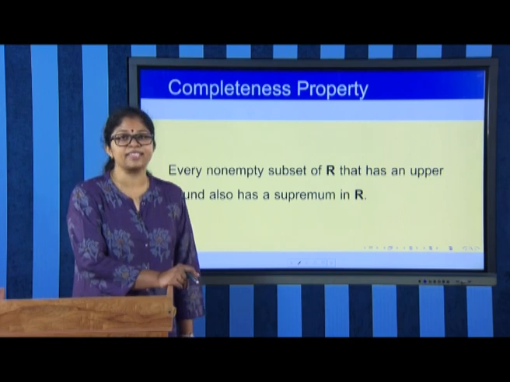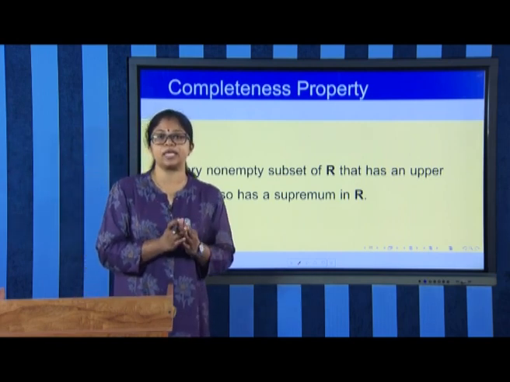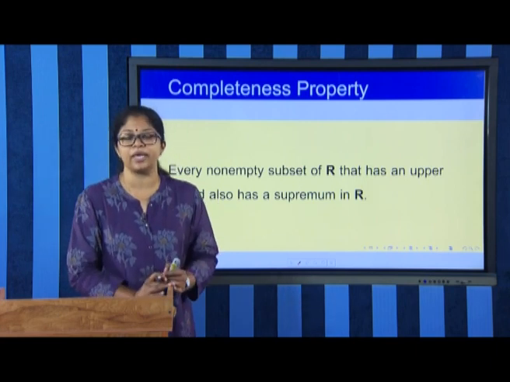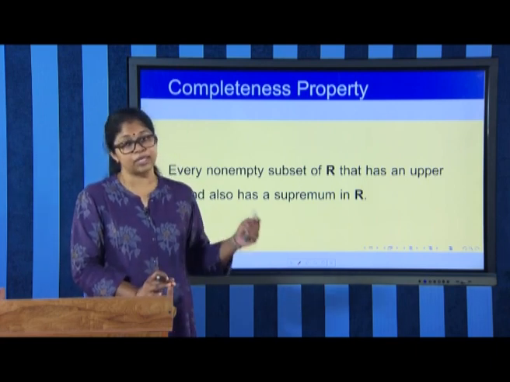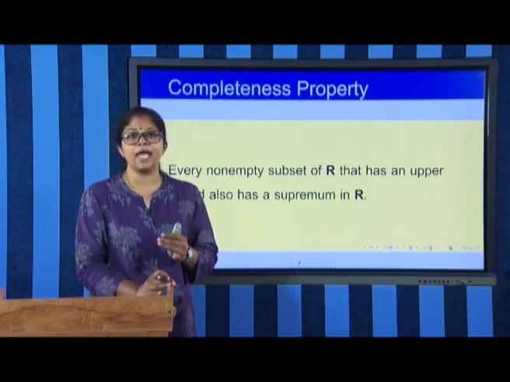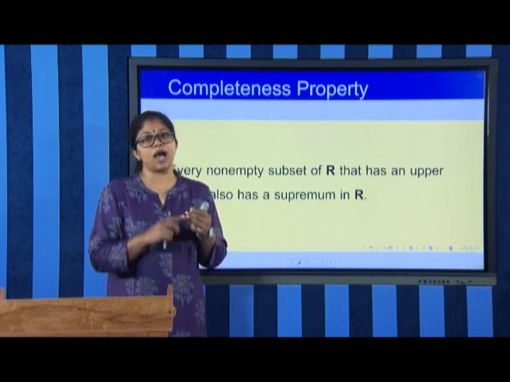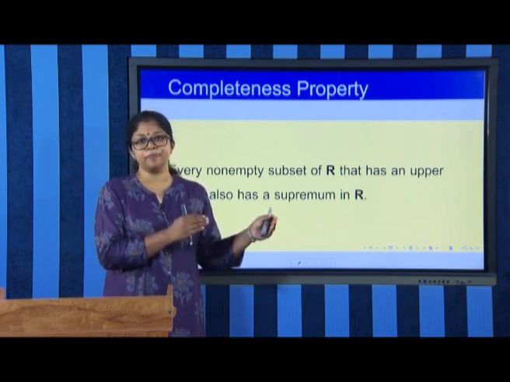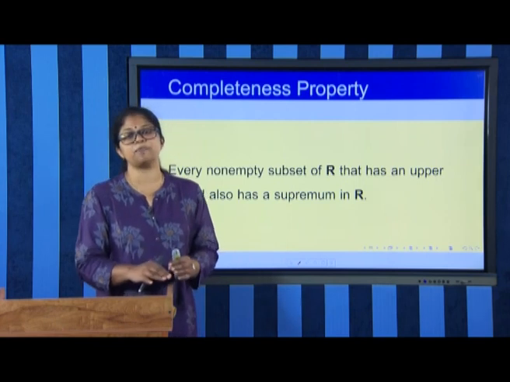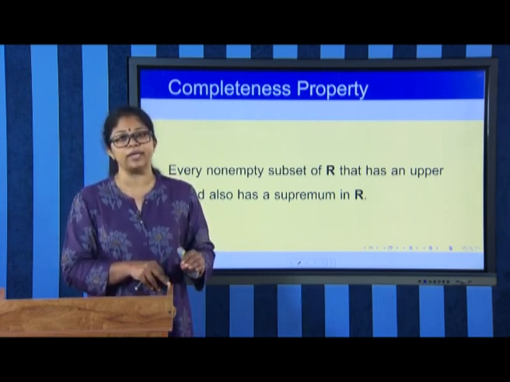And that makes R a complete ordered field, because in the algebraic properties of R we have seen that the set of all real numbers satisfies all the properties of a field, and we have seen the order properties of R, and therefore R is an ordered field. And now we have a completeness property as well, which makes R a complete ordered field.